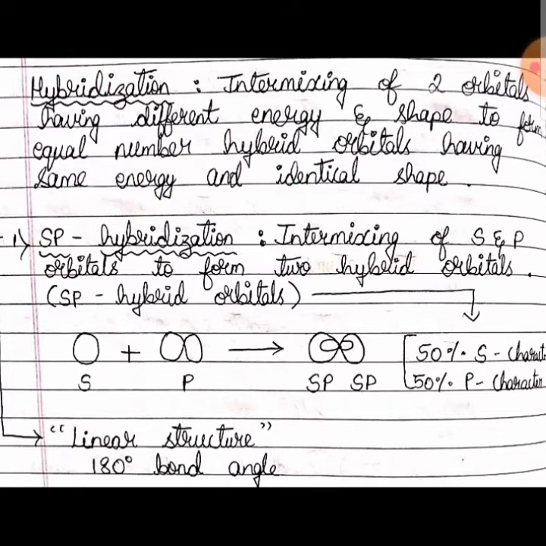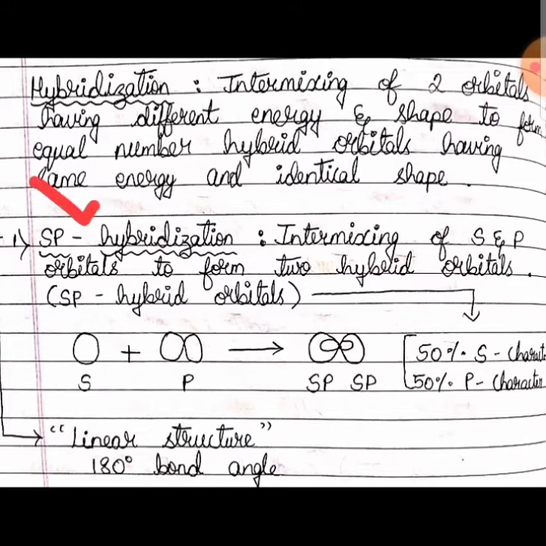So in hybridization, what is happening? Two different orbitals are intermixing to create hybrid orbitals having identical shape as well as identical energy. The first hybridization we are going to discuss in this video is sp hybridization.